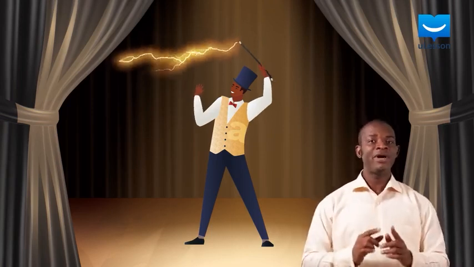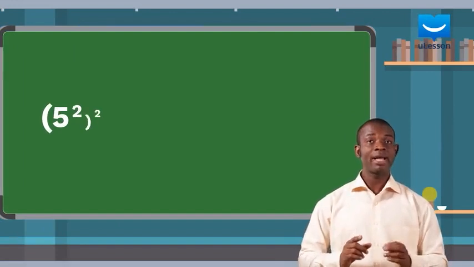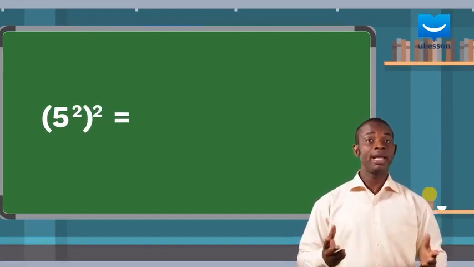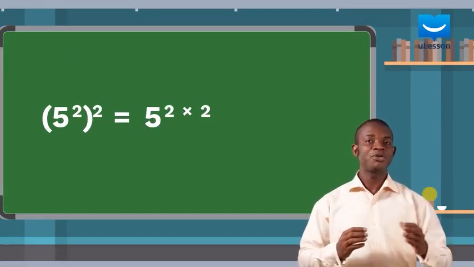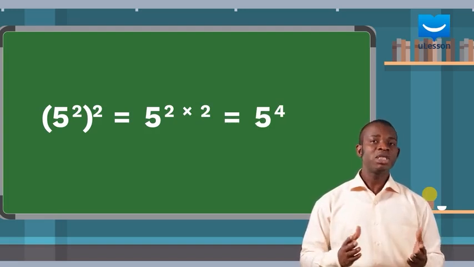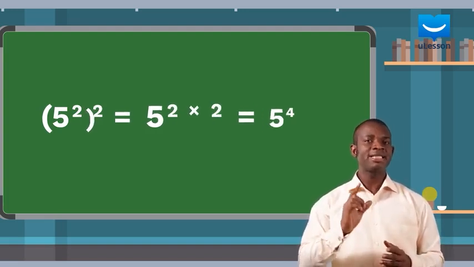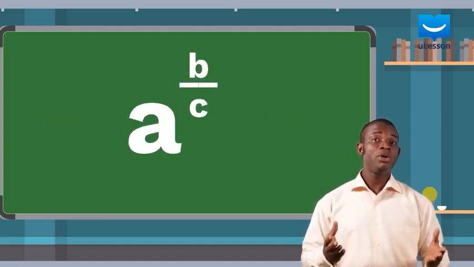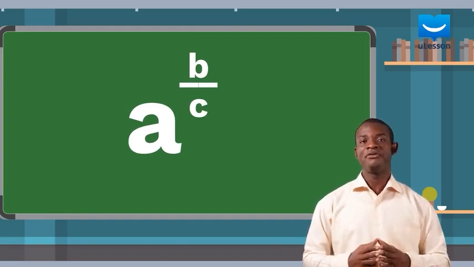So, if you have 5 raised to power 2, all in bracket raised to power 2, then the result is 5 raised to power 4. What if we see a number with a fraction as its index? How will you go about finding the actual value of the number?